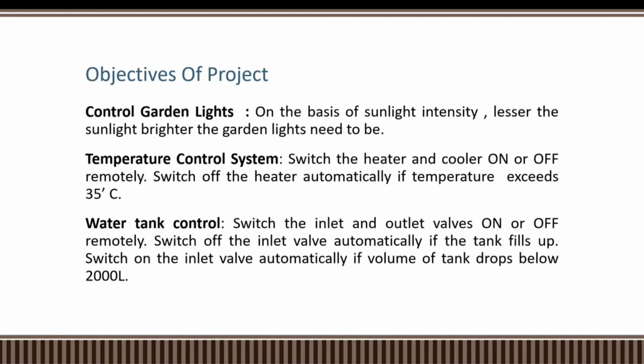So, coming to the project, let's begin with the objectives of the project. So the main three objectives of the project would be controlling the garden lights in a home, a temperature control system, and a water control tank to avoid the overflow of the tank or to automatically sense the state of the water level in the tank and fill the tank.